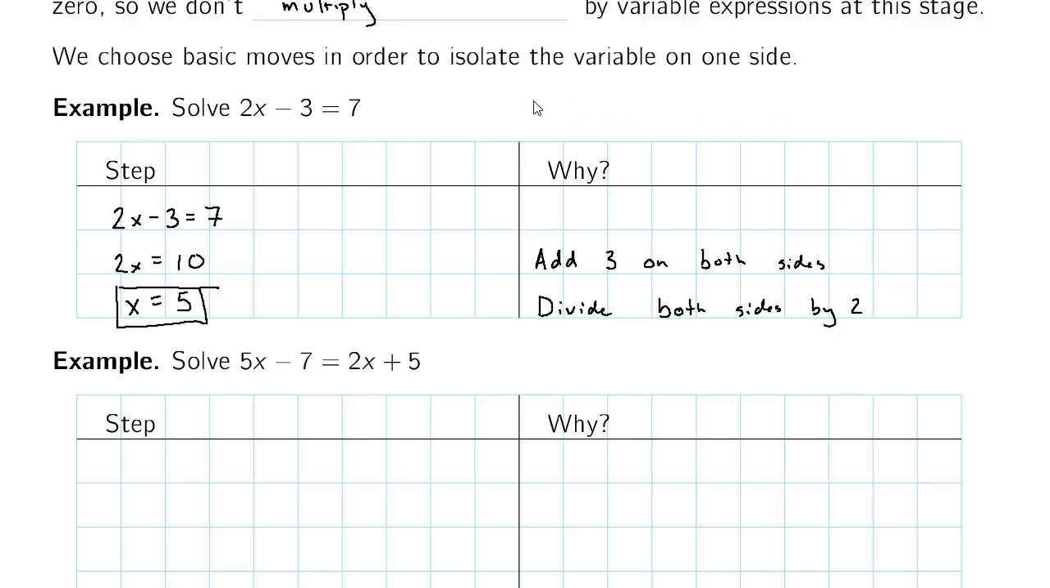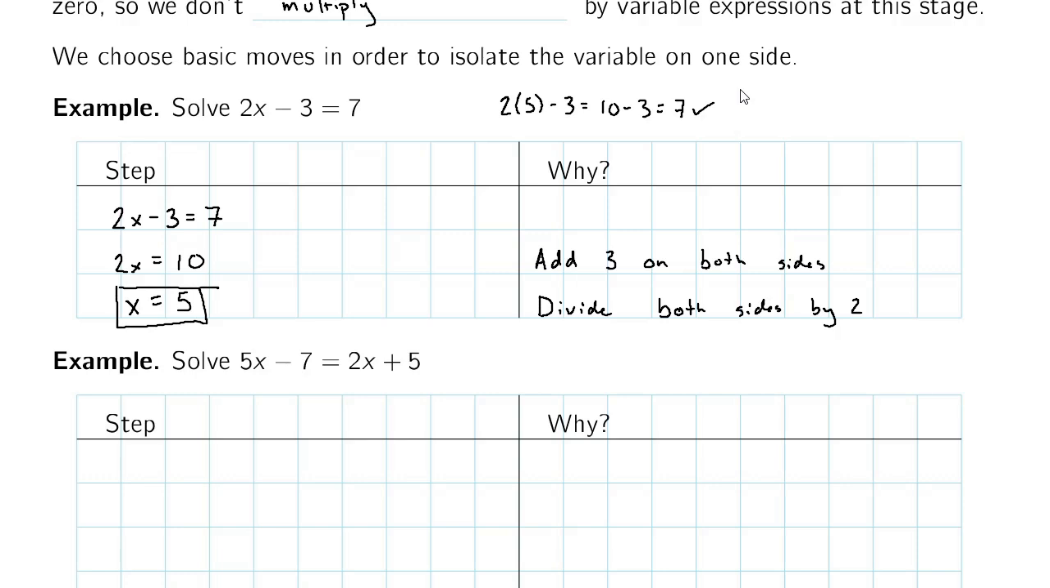And we see that that really does work, right? 2 times 5 minus 3, that's 10 minus 3, really is 7. So x equals 5 really does make this equation true. And the fact that we used our basic solving moves to solve this equation tells us that 5 should be the one and only solution.